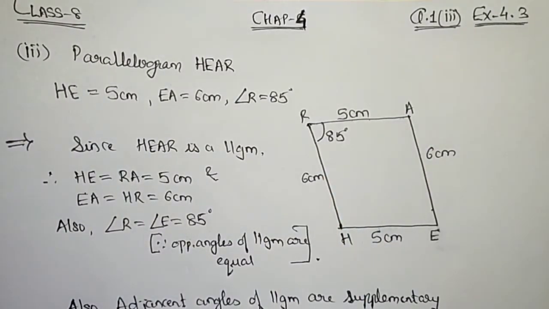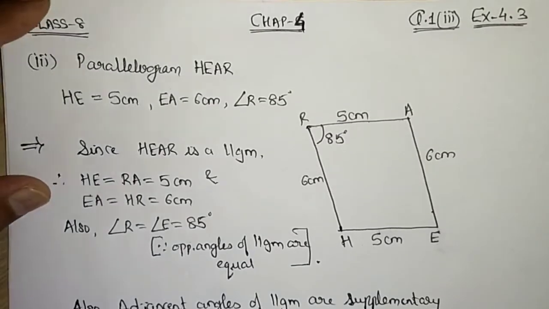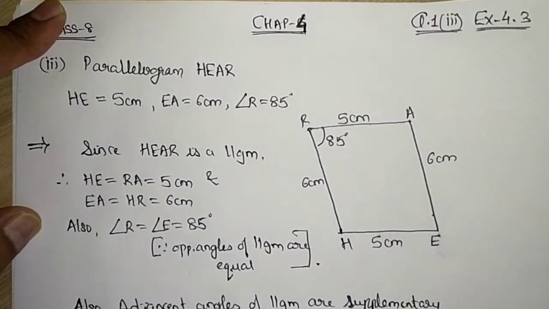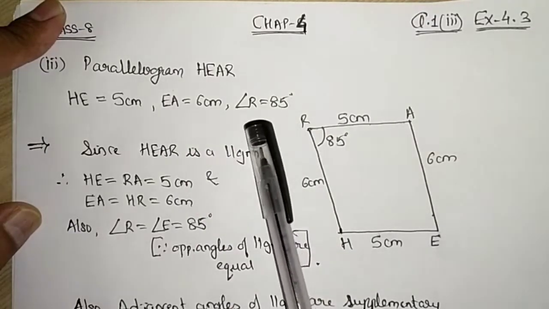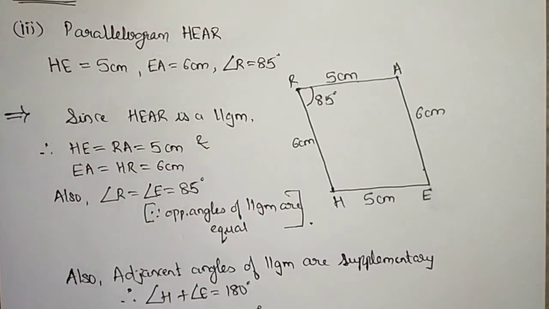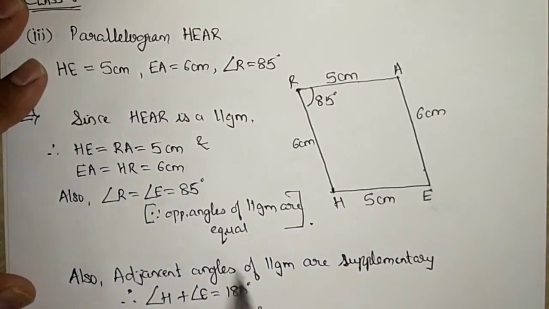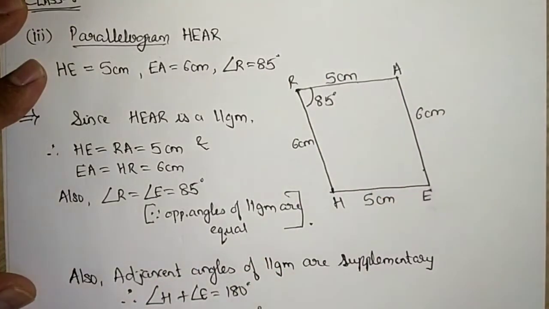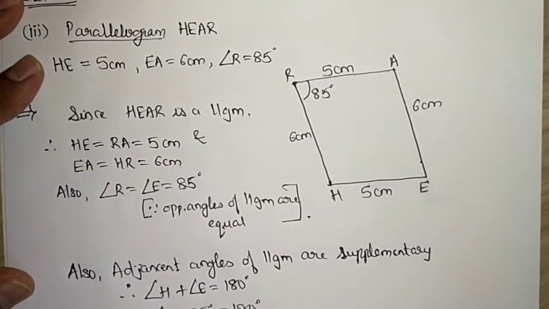Third part says construct parallelogram HEAR in which HE is equal to 5 centimeter, EA is equal to 6 centimeter and angle R is equal to 85. Now, since they have given it is a parallelogram, therefore all the properties of parallelogram will be applied to it. I have drawn a rough figure to show you all the measures they have given.